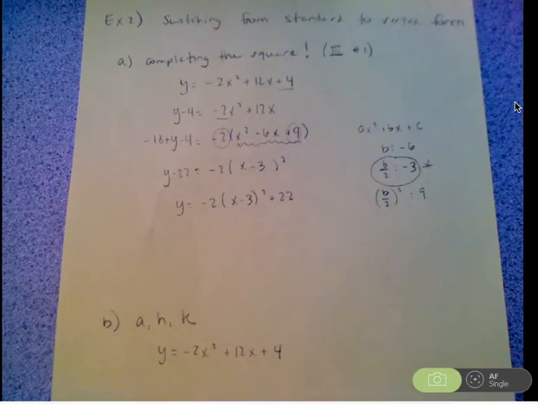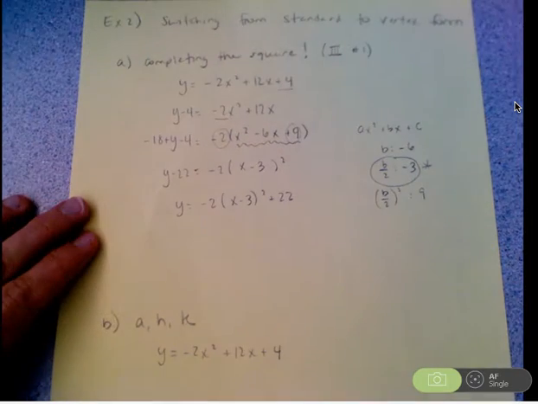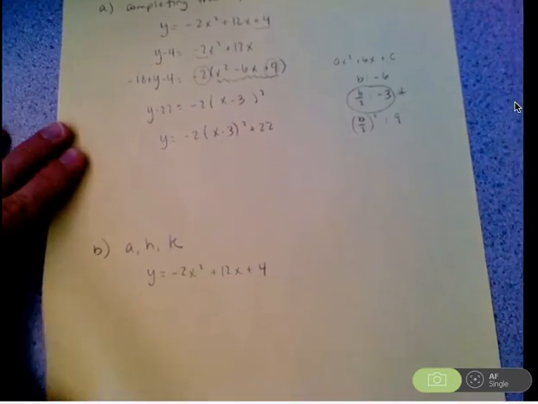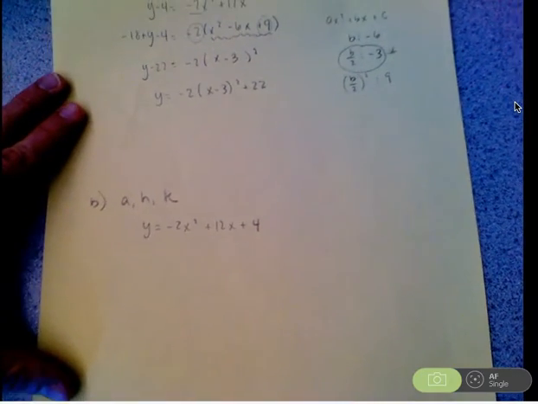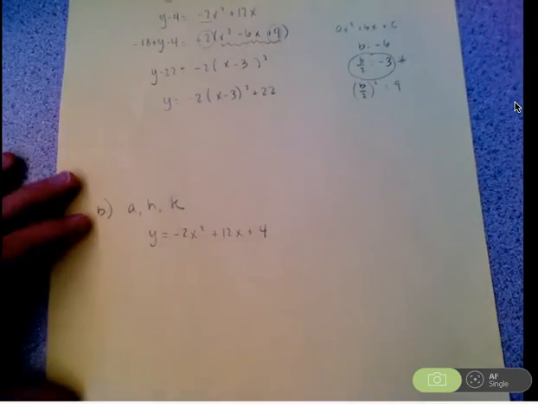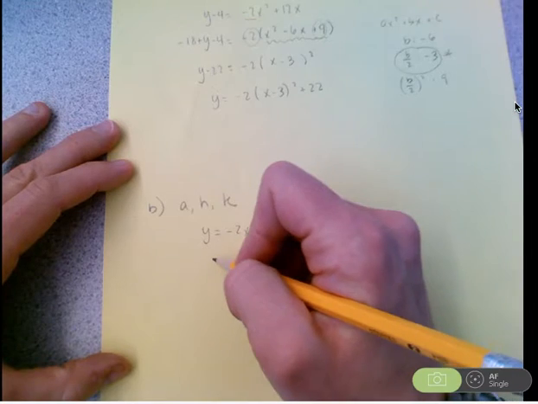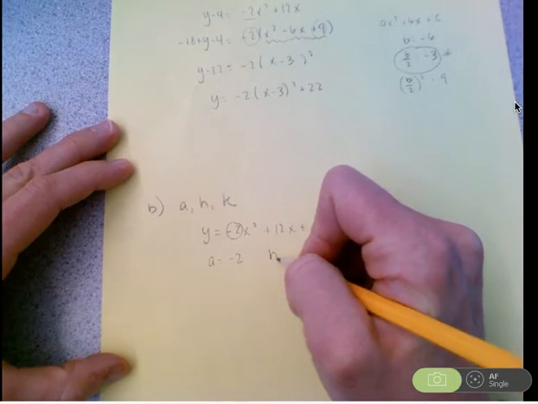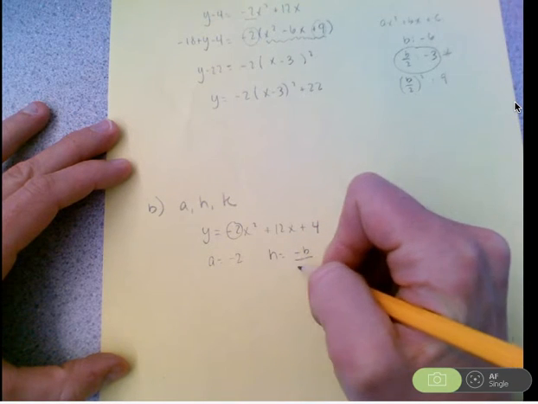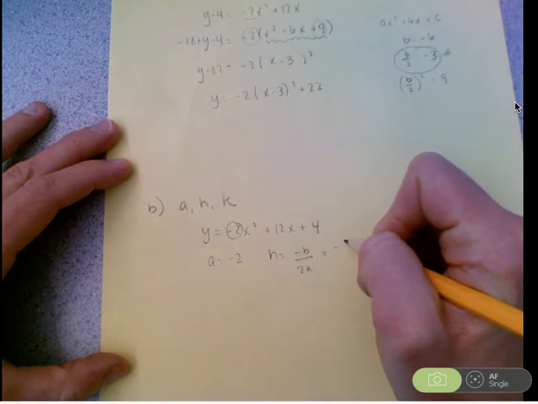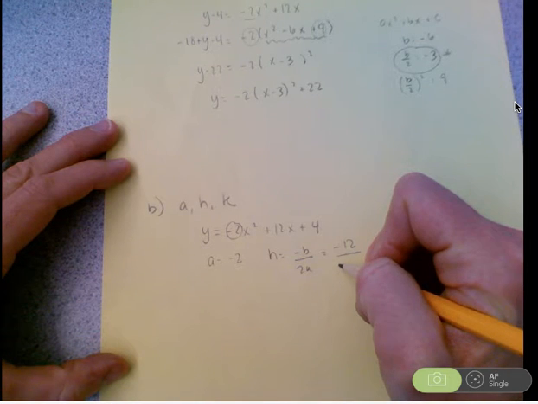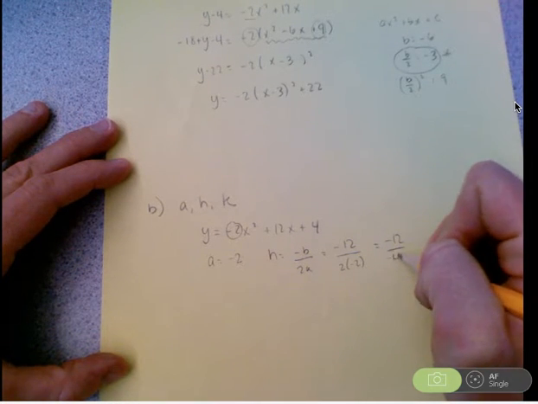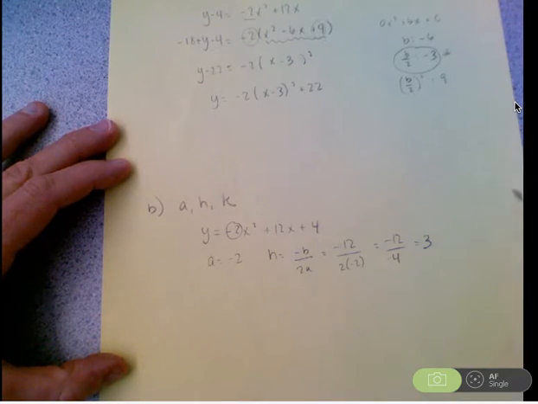Now, if you don't love having to complete the square, and if you don't have to complete the square, then I want you guys to do this method. So we're going to take the same problem, except we're just going to grab a, h, and k. So my a value is already here. It's negative 2. My h value is negative b over 2a, so that's going to be negative 12 over 2 times negative 2. Negative 12 over negative 4 equals 3.